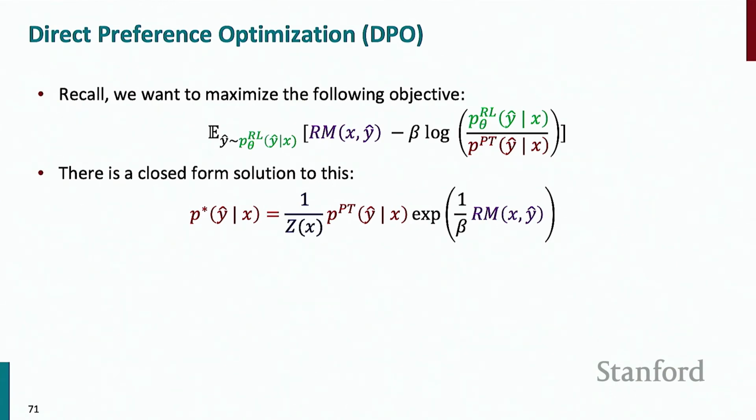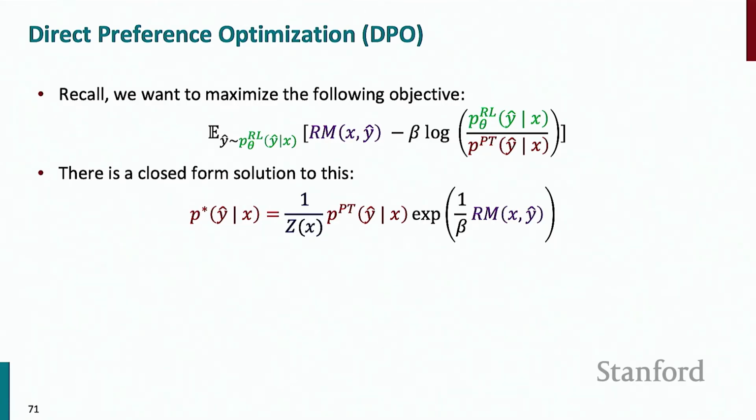Again, if you have seen the Boltzmann distribution or something to that effect before, this is basically the same idea. But the idea is this: we're going to take a pre-trained distribution, P_PT(y | x), and we're going to reweight the distribution by the expected reward. So if a completion has a very high reward, it's going to have a higher probability mass. And if it has a lower reward, it's going to have a lower probability mass. And it's determined by the expected reward.